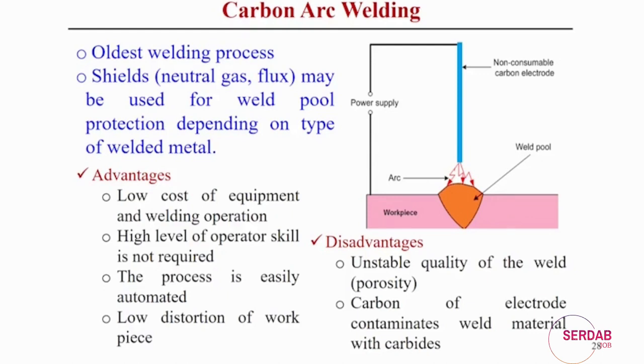With the workpiece and the power supply, the arc is created between the workpiece and the electrode using a non-consumable carbon electrode, and it produces the weld pool. This process was developed long before the other processes. If we look into the advantages of this process, the first is the low cost of the equipment. You can simply use the non-consumable carbon electrode, and shielding can be done either with flux or with natural gas.